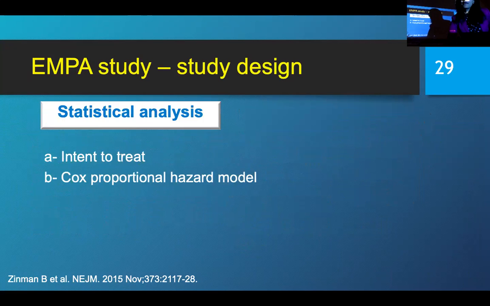So let's look at the statistical analysis. They used the intent-to-treat analysis, where the results were analyzed based on the original group or medication the groups were assigned to. With the Cox proportional hazard model, they were looking at the time when the hazard happened or the event occurred. Here, it could be the myocardial infarction, the cardiovascular death, or any other cause.